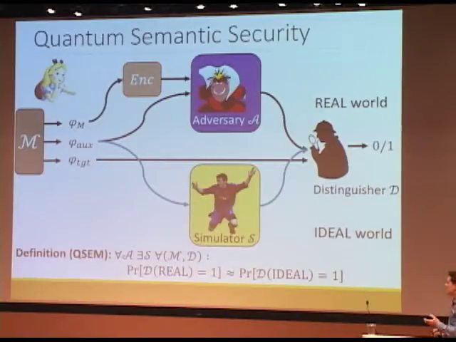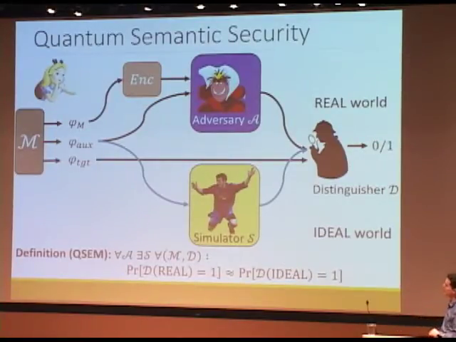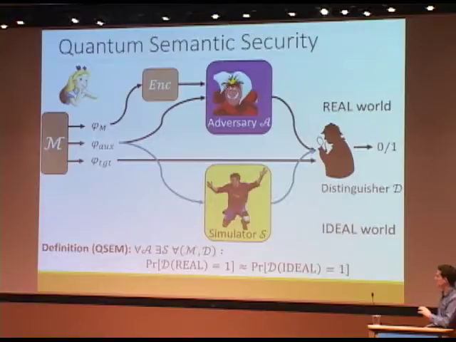And our definition is now that, again, for every adversary in the real world, there is a simulator in the ideal world, such that for any way to come up with these messages, and for any possible distinguisher we put here, these 2 probabilities to output 0, 1 are basically very similar to each other in these 2 worlds. So that's our translation of the classical notion to the quantum world.